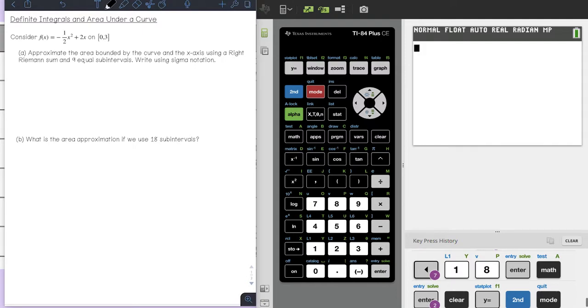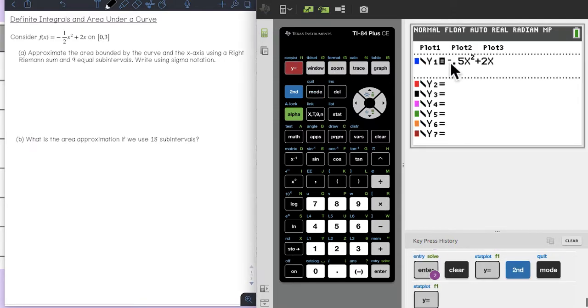So let's talk about something called a definite integral and using that to find the area under the curve. So far, we have not found exact areas under a curve. We're just approximating areas using Riemann sums. So we're going to relook at this function f of x equaling negative 1/2 x squared plus 2x over the interval from 0 to 3.